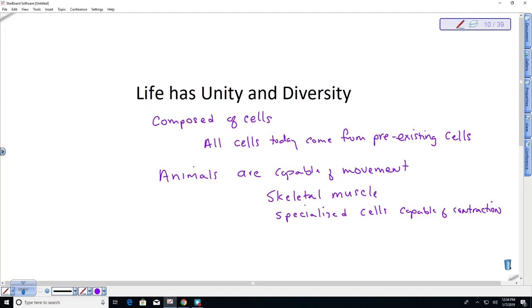And does anybody know what type of molecule, organic molecule, allows muscle cells to contract? What type of organic molecules? Has anybody ever studied muscle contraction in biology class? There's a specific group of molecules that are capable of contraction. You might not know this. Okay. So muscle cells all have proteins called actin and myosin.